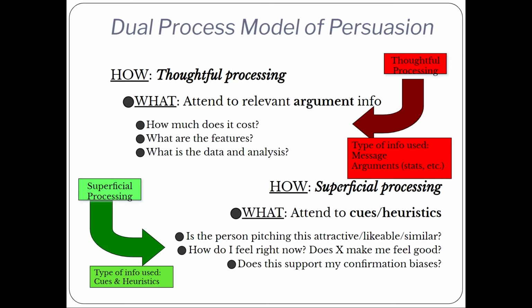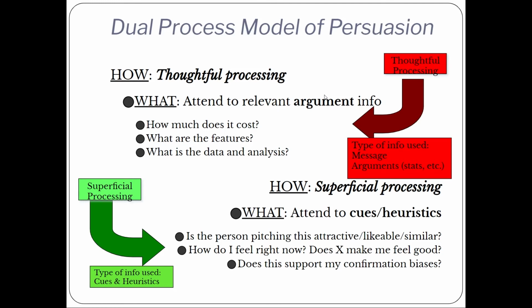An example. The first style of processing, thoughtful processing, happens when the person is motivated and has the cognitive resources to process the message in a thoughtful and careful way. The second style of processing, superficial processing, happens when the person is not motivated to process the information carefully, or does not have the cognitive resources to do that.